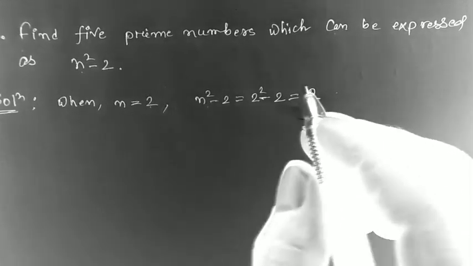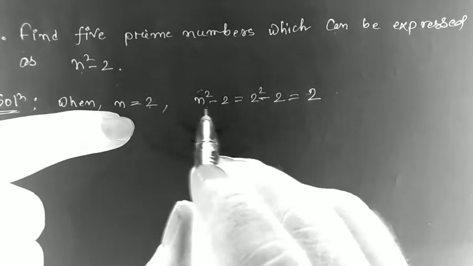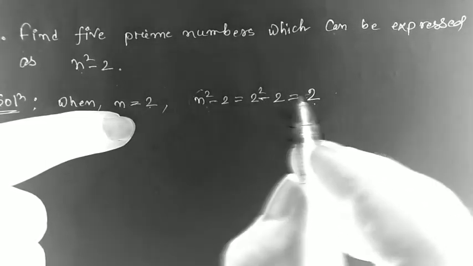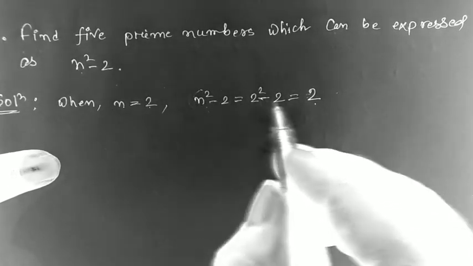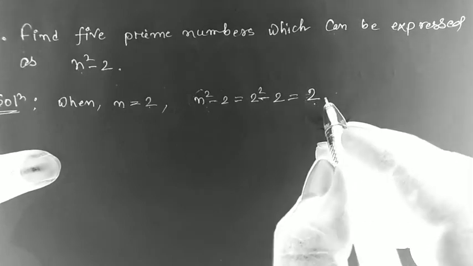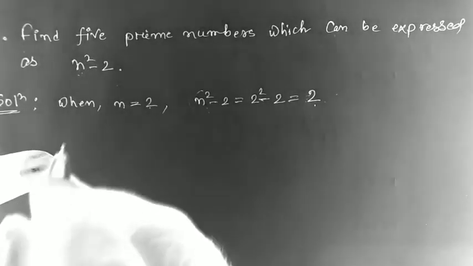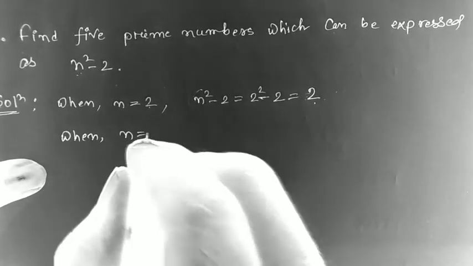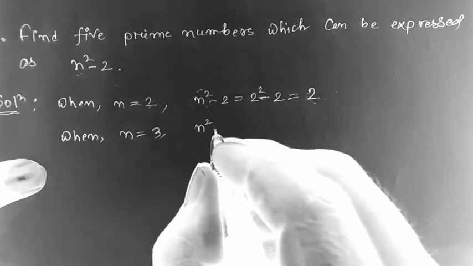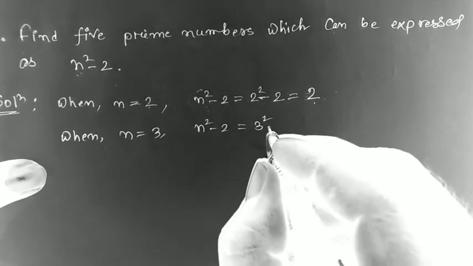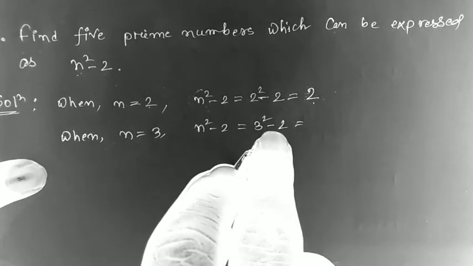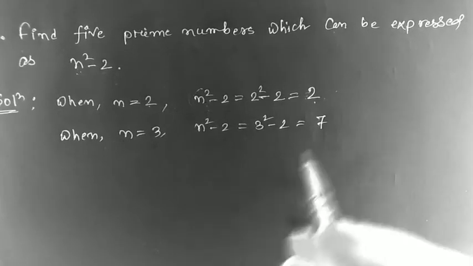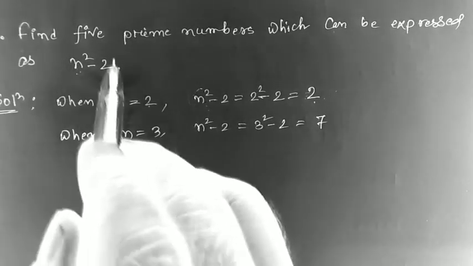If we express 2 in this form, then also we get 2. That means 2 can be expressed as n square minus 2. So it is a prime number of this form. Next prime number, 3. Let's see. When n is equal to 3, then n square minus 2 will be 3 square minus 2. 3 square means 9. 9 minus 2 is 7. So 7 is a prime number which can be expressed in this form.